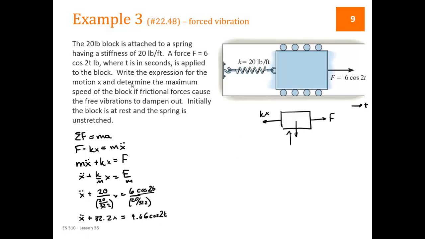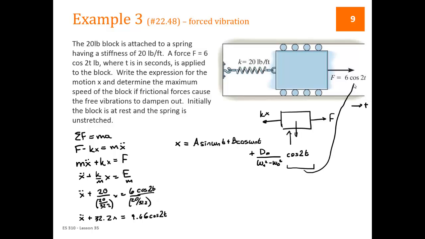We need our expression for motion, so that's our x. Remember, x is made up of two parts. We've got the a sine omega n t plus b cosine omega n t part, and that's our free response, plus our forced response, which was d naught over (omega n squared minus omega naught squared) times cosine of 2t. This part is just whatever the forcing function is.